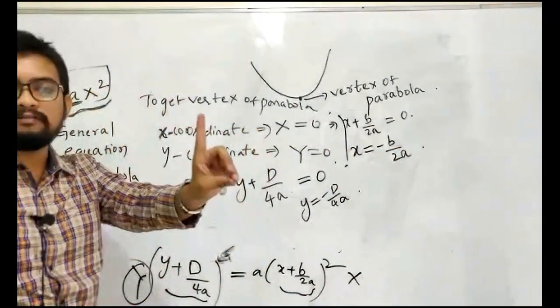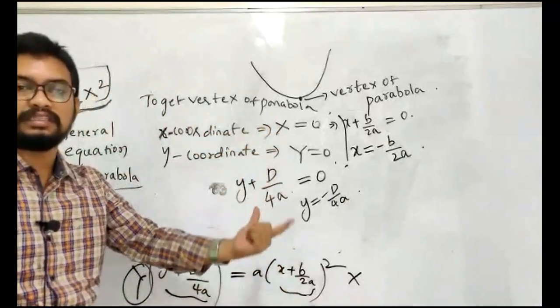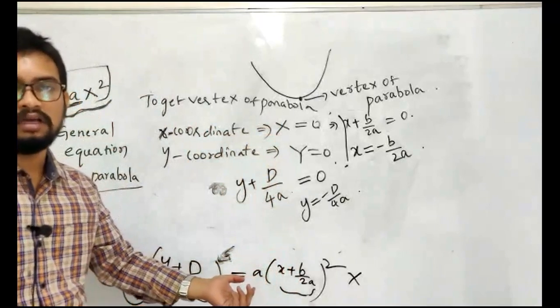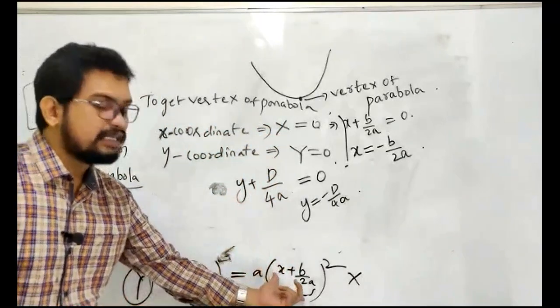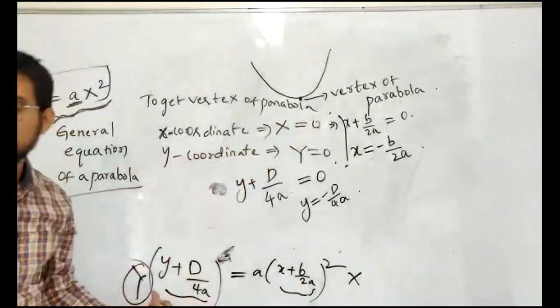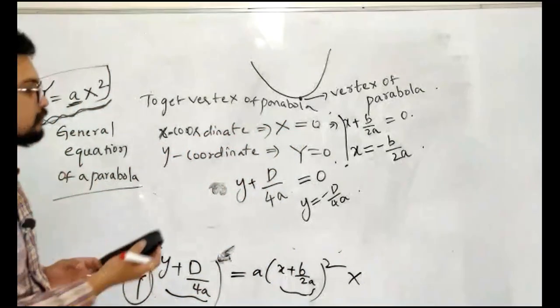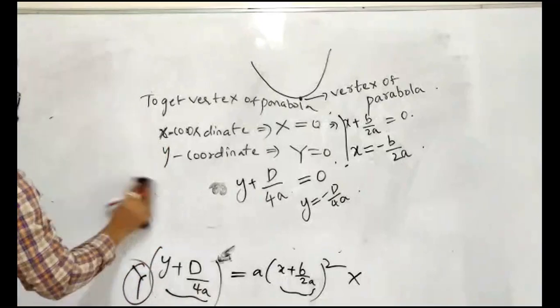Whenever you want to find the vertex of the parabola, after some transformation, you convert it to a perfect square form. After doing that, equating the x coordinate to 0 will give you the x coordinate of the vertex. Equating the y coordinate to 0 will give you the y coordinate of the vertex. Now, what will be this point? What will be this tip now?